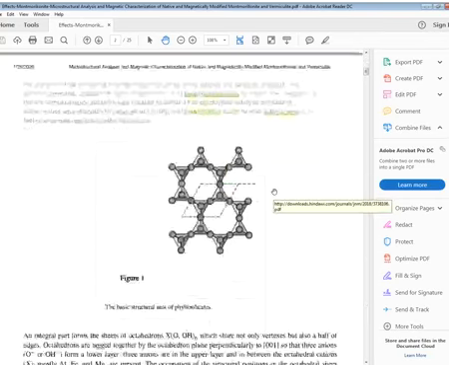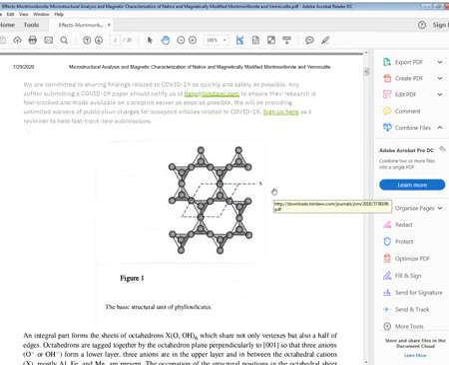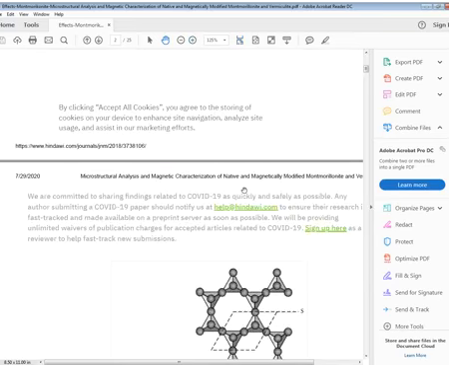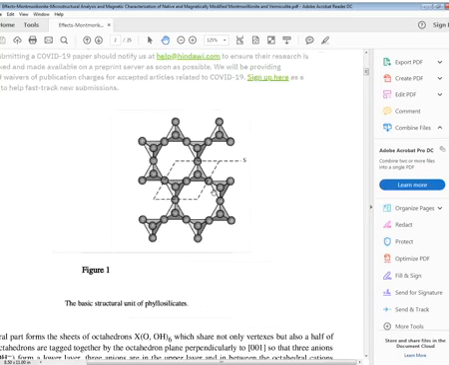This is the structure, and this is very important here. This is regarding the basic structure unit of phyllosilicates. If you understand this Figure 1 very well, you may see it.